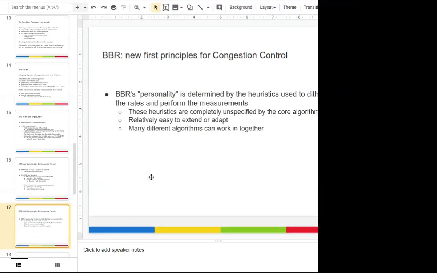So the personality of BBR, how it plays with others, how it shares with Cubic, how it shares with itself, are all determined by the heuristics that it uses to dither the protocol. And the heuristics that it uses to dither the protocol sort of aren't mainline code. They tweak things as it's flying along, but they aren't fundamentally imposed states in the code. And the cool thing about it is you can add additional algorithms to do different kinds of measurements.